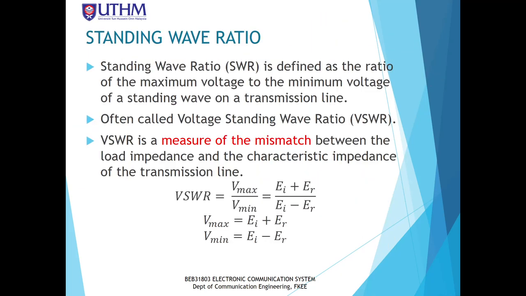And then another parameter is the standing wave ratio, SWR. Standing wave ratio is defined as the ratio of maximum voltage to the minimum voltage of the standing wave on the transmission line. So it is the ratio between the maximum and the minimum. Remember that for the standing wave, we want to find the maximum value divided by the minimum value. So this is the standing wave ratio, SWR. It is the measure of mismatch between the load impedance and the characteristic impedance of the transmission line. It is equal to Vmax over Vmin, and has no unit in this case.